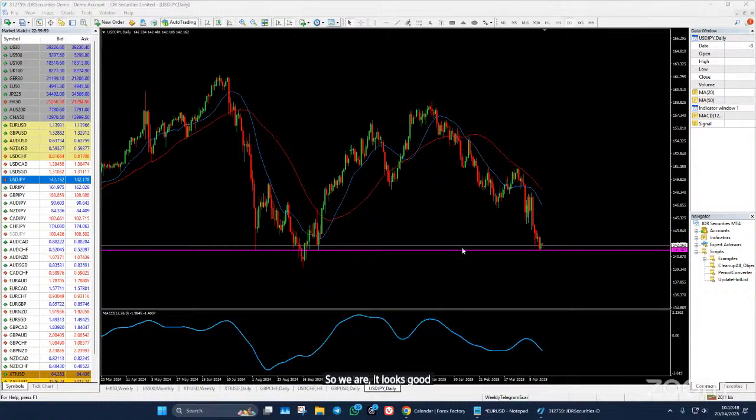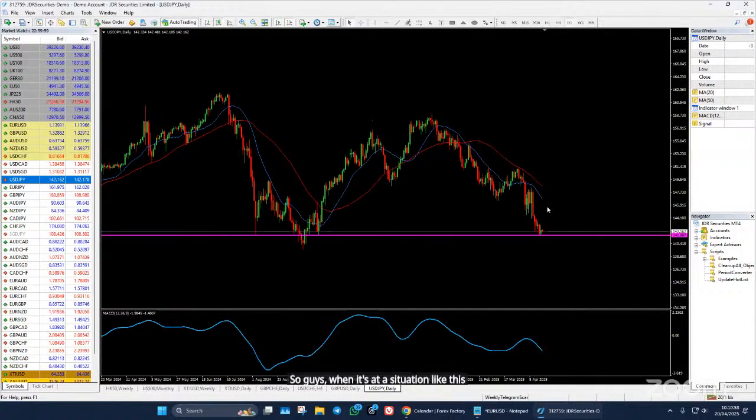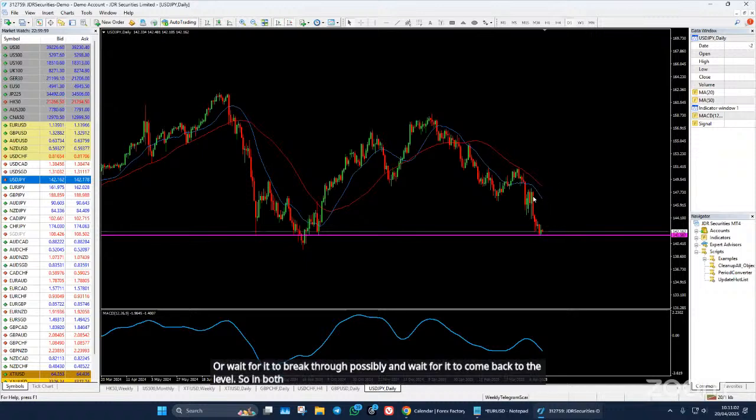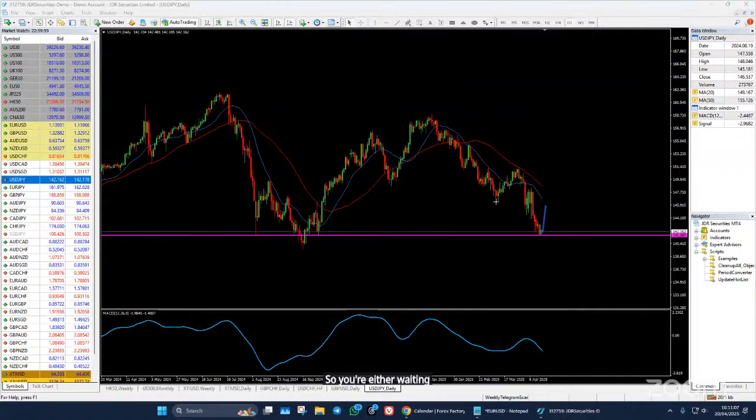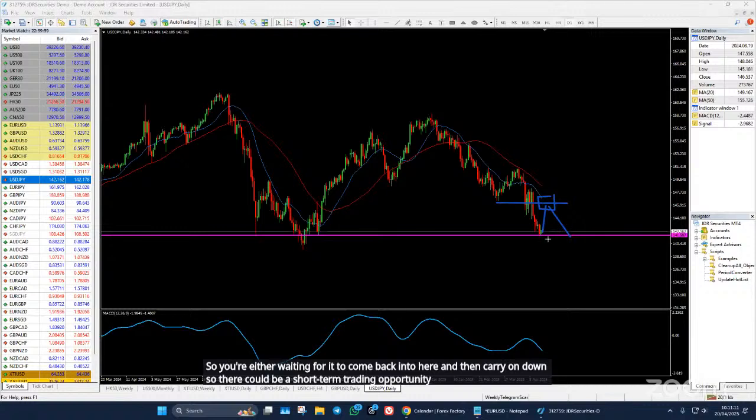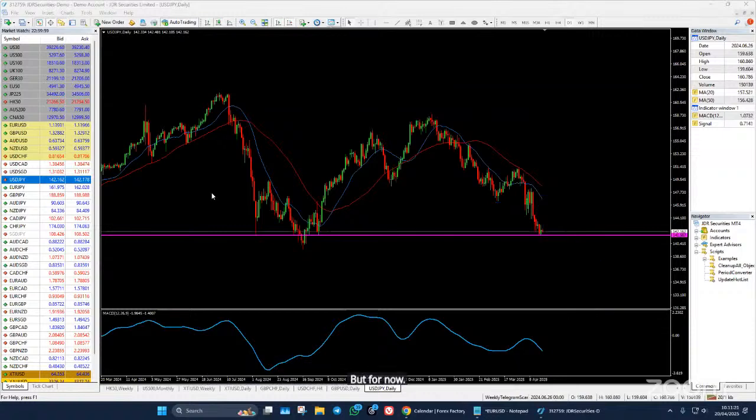But any kind of a pullback, again, it's at a key level. So guys, when it's in a situation like this, you need to either wait for it to pull back to that key level, or wait for it to break through, possibly, and wait for it to come back to the level. So in both cases, you're waiting for a bit of a pullback, either a breakthrough and a pullback. So you're either waiting for it to come back into here and then carry on down, so there could be a short-term trading opportunity here, or it breaks through, you wait for it to come back so that you can do that. Does that make sense, guys? But for now, the direction seems to be pretty clear as to which way it's going.